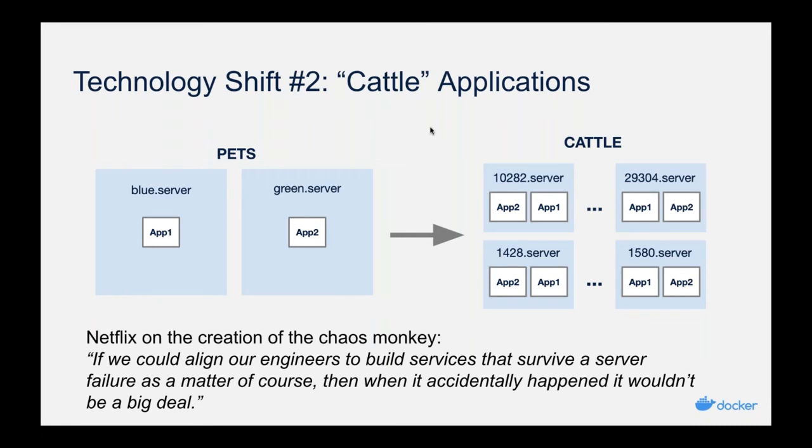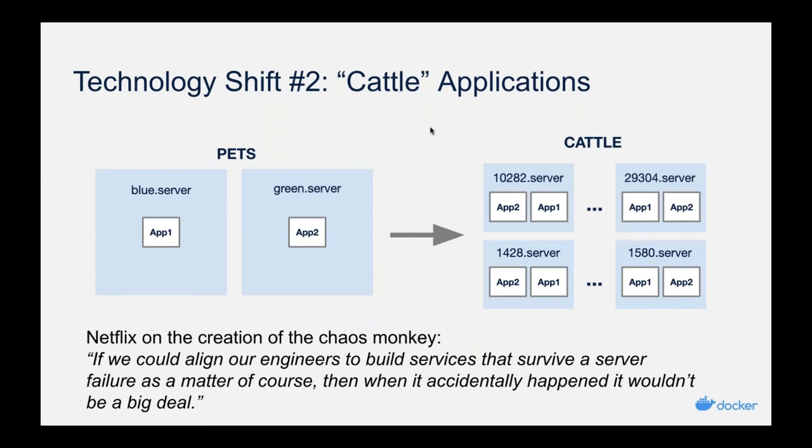Now, this concept of resilient design was actually popularized by Netflix in the early part of the streaming business. They created a software program called the Chaos Monkey, which was designed to randomly shut down different servers. The point of that program was to test the resiliency of the code so that the end application would still be able to operate. The quote here: "If we could align our engineers to build services that survive a server failure as a matter of course, then when it accidentally happened, it wouldn't be a big deal." And that is the philosophy that they've even grown into a chaos gorilla, which is, instead of just shutting down a server, what if you lose an entire region in a cloud?